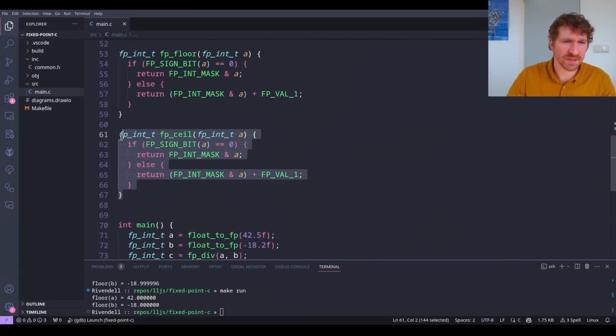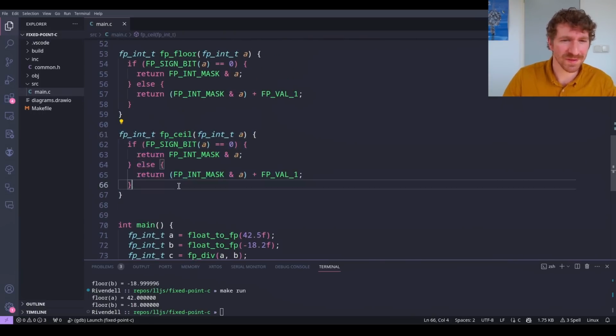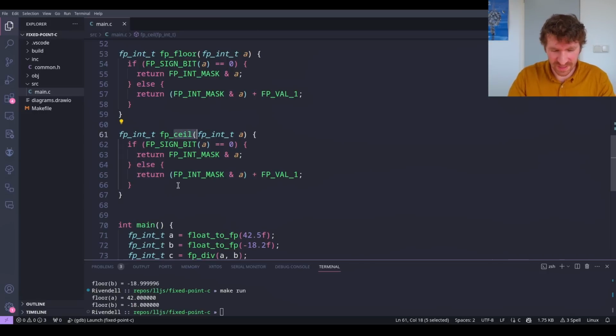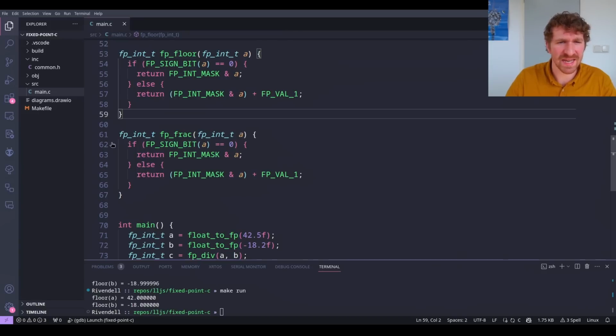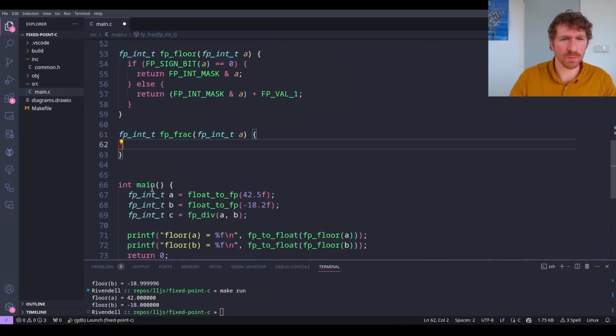Before we do ceiling, let's make a sub tour into the fractional part. I'm going to say fp fractional, and we're going to take an a, and it's just going to give us the fractional part. So if we put in minus 1.5, we want 0.5.